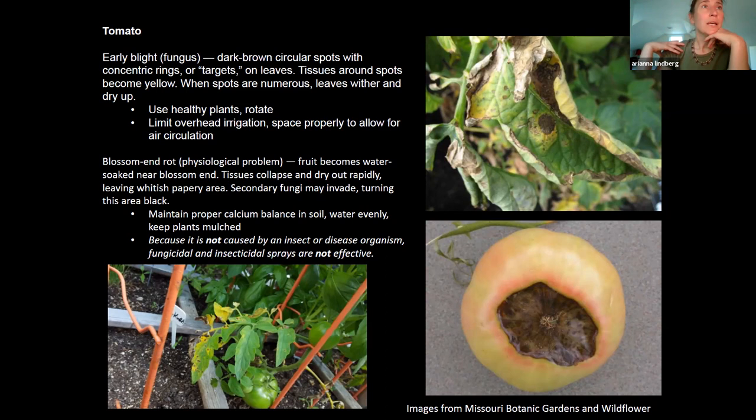Blossom end rot, again, it's this physiological problem. The fruit becomes water soaked near the blossom end, and it just gets yucky. So you want to make sure that you have good nutrients in your soil.